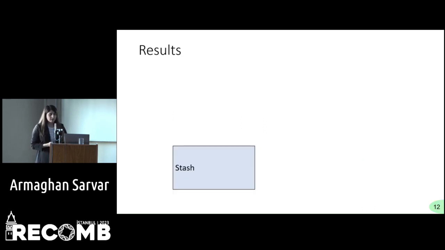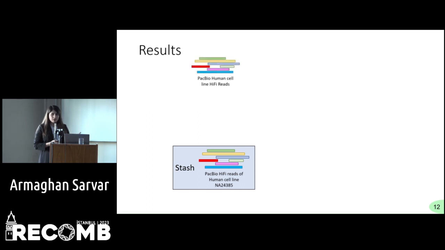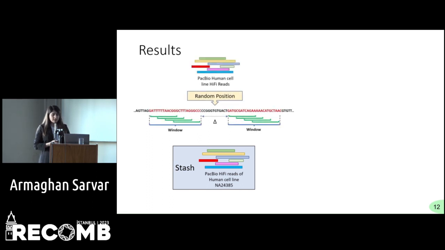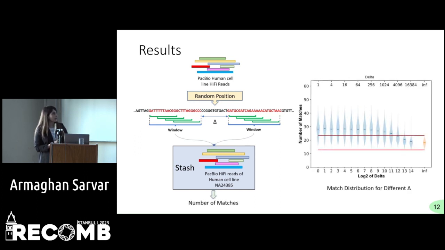As for the experiment, we have filled the stash with the PacBio HiFi reads of the following human cell line. And by considering these reads, we choose a random position on them that helps us extract two windows that have a distance of delta with each other. By giving these windows as input to stash, we can calculate the number of matches between them. And by repeating this whole process several times, we get a distribution of the number of matches.